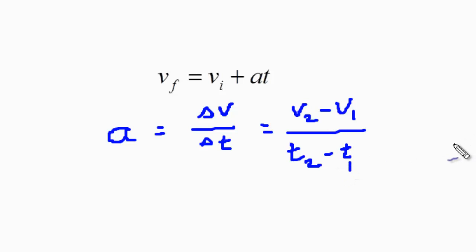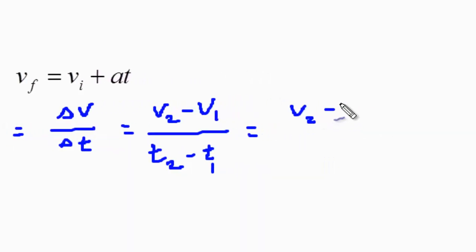And convention dictates that T1 is almost always 0. So we tend to not write it in. So we have simply V2 minus V1 divided by T. Even though actually it's the change in time, the initial time is virtually always 0, so we just call it time. So we have the second velocity minus the first velocity.